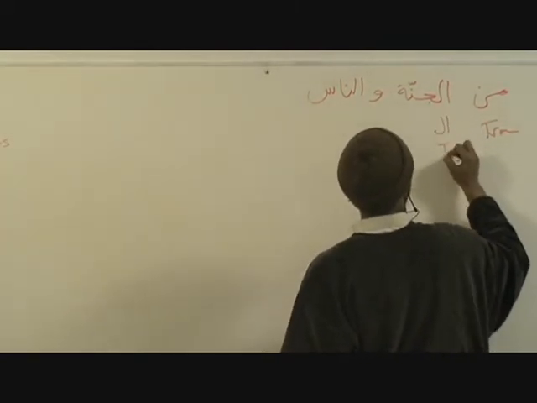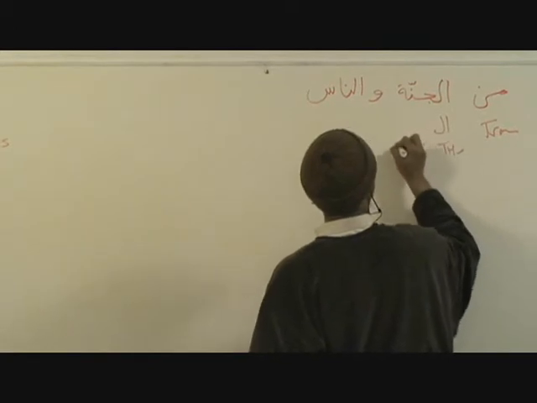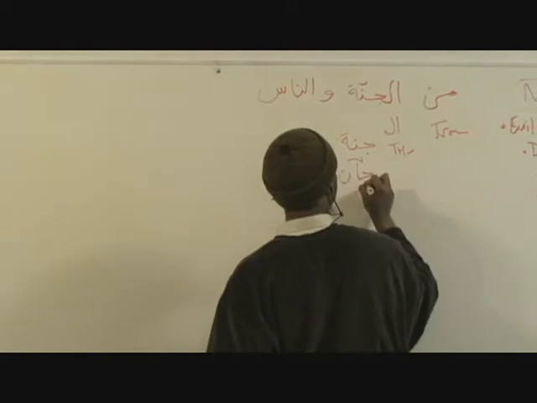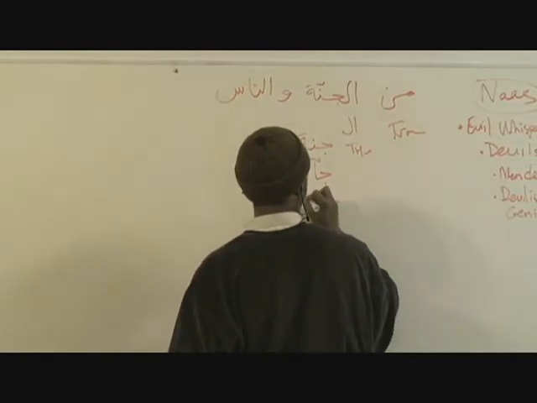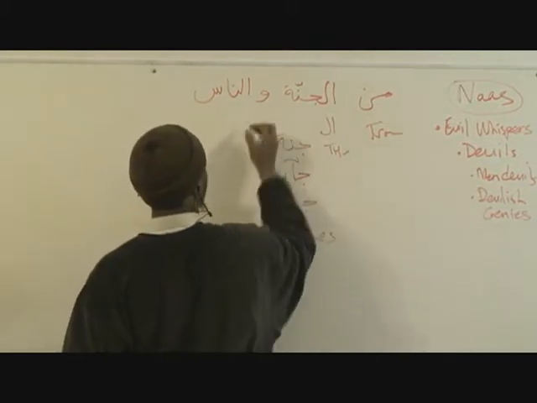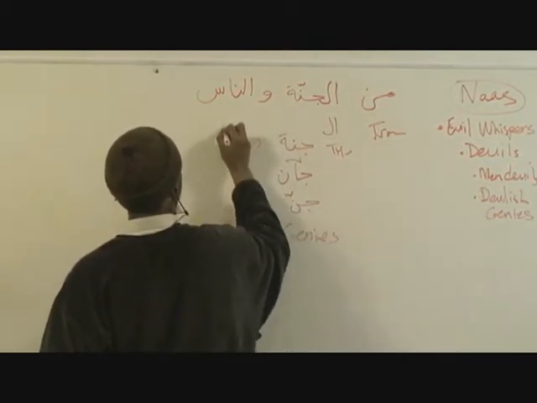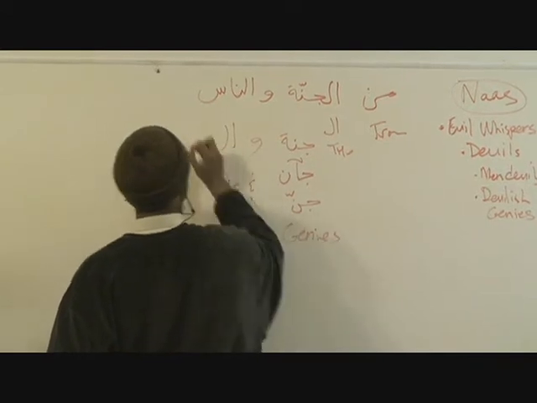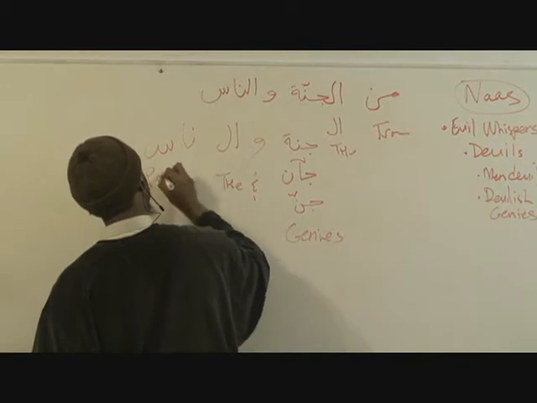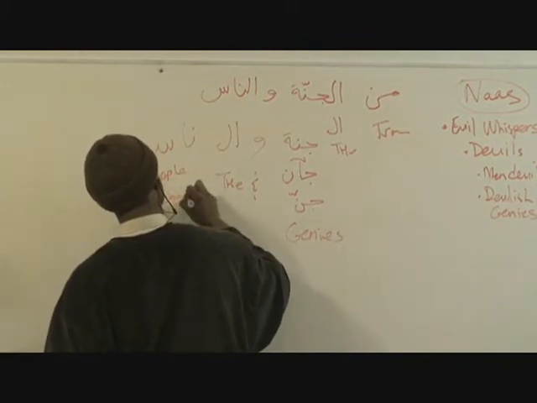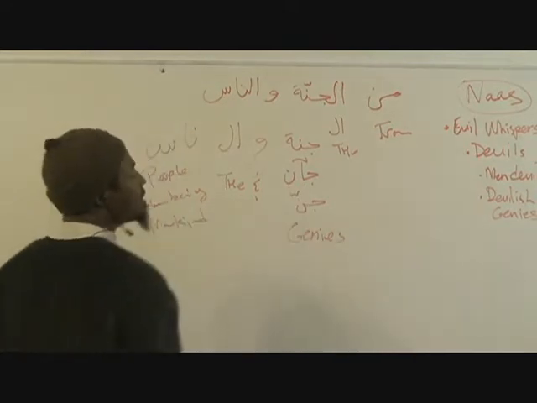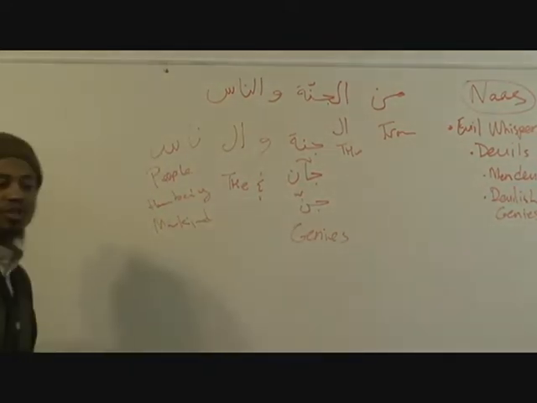So here we have again from the al comes the. Jinnah is the plural of jinn, or jan is another way of saying it, which is jinn. And all these just mean genie. And wa is and. The nas. Again, people, human beings, and mankind. Okay. That's a word-for-word, literal breakdown of this surah.